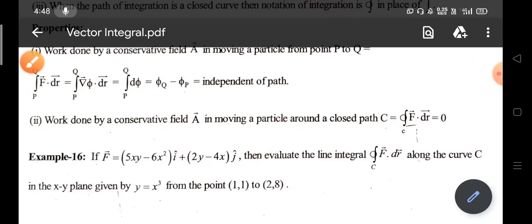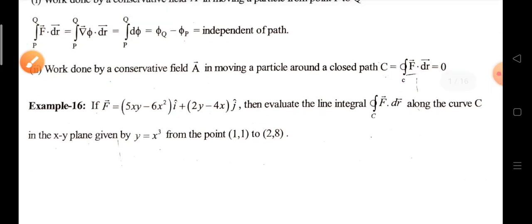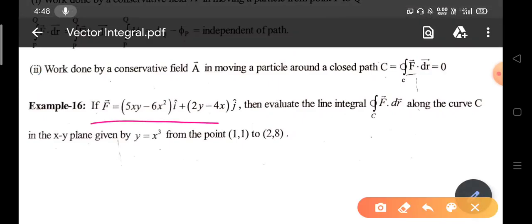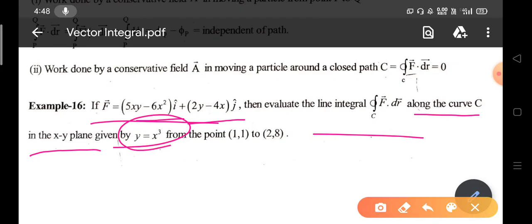Okay, so suppose I am taking an example that you are given a force field F equal to (5xy minus 6x square) i cap plus (2y minus 4x) j cap, and evaluate the line integral, that is closed integral over C F dot dr, along the curve C in the xy plane given by y equals x cube from the point (1, 1) to (2, 8).